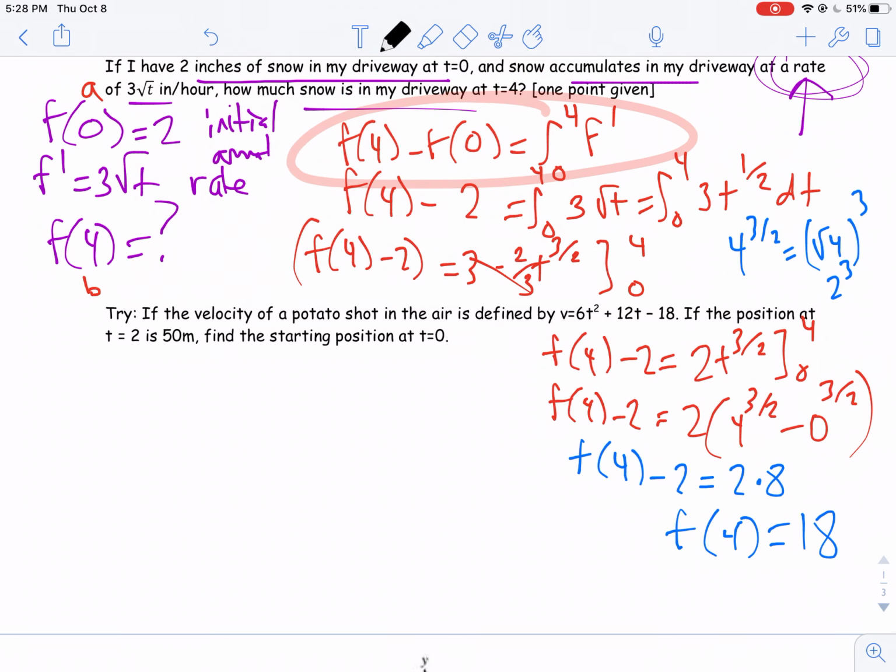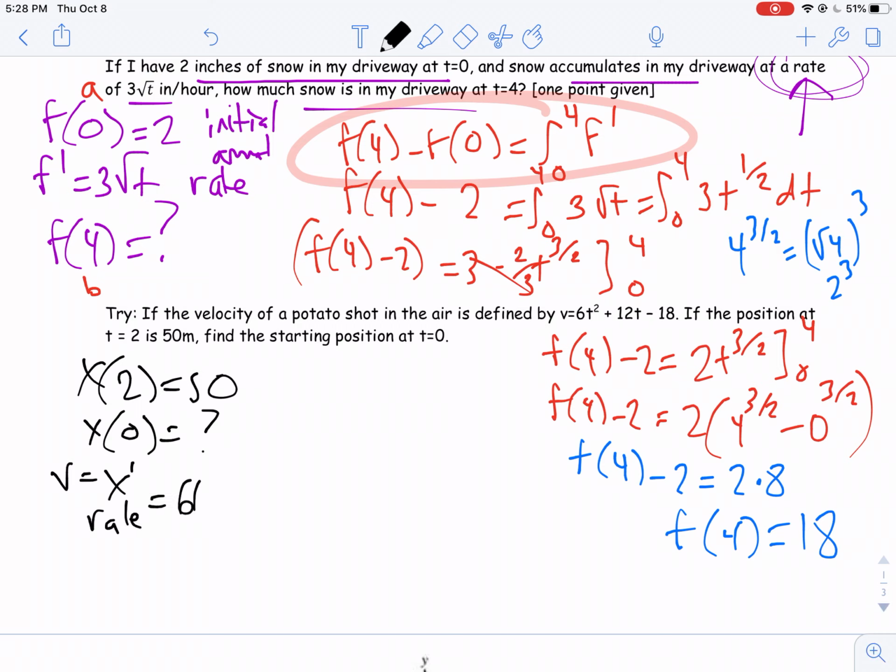If the velocity of a potato shot in the air is given by this crazy equation, if the position at time 2 is 50, find the position at 0. Now what we want to remember on these problems is that velocity is the derivative of position. It's x prime. So the velocity is my rate right here. My rate is that 6t squared plus 12t minus 18.